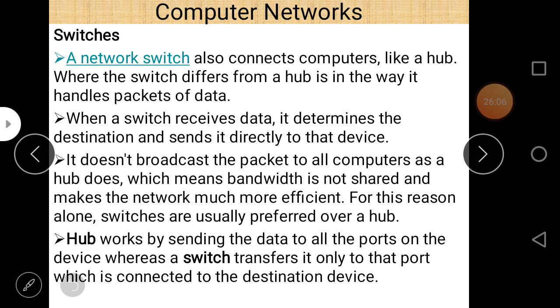And switch. It's a very important question: what is the difference between switch and hub? Switch and hub are almost the same as far as basic functionality is concerned, but the only difference is that a switch does not broadcast the data, while a hub broadcasts the data. So in most networking, a switch is preferred.